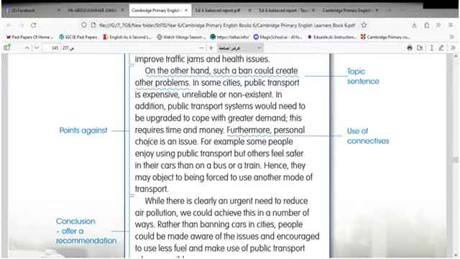Furthermore, personal choice is an issue. For example, some people enjoy using public transport, but others feel safer in their cars than on a bus or a train. Hence, they may object to being forced to use another mode of transport.